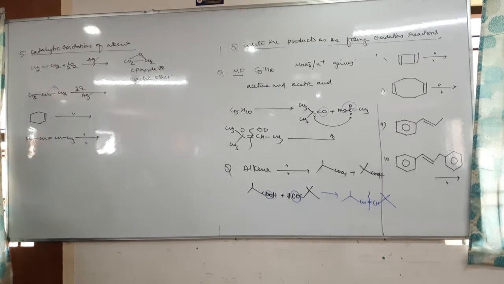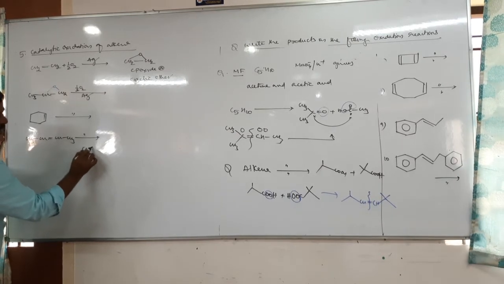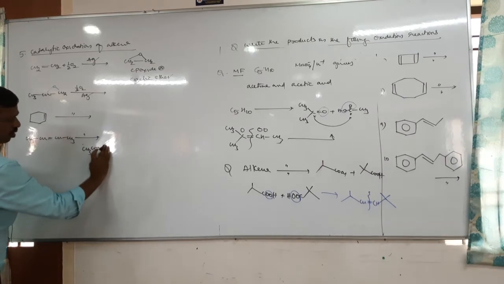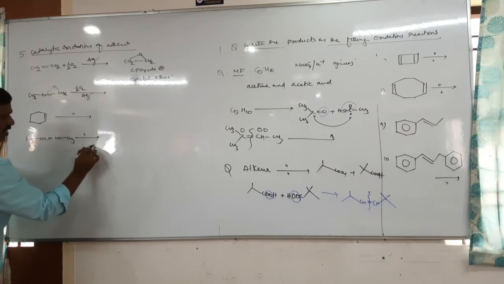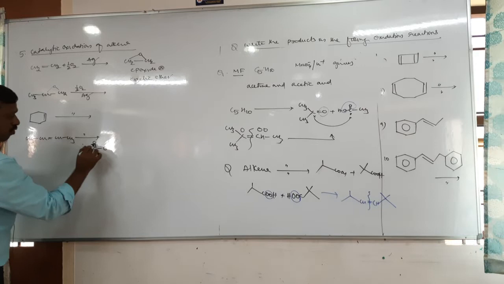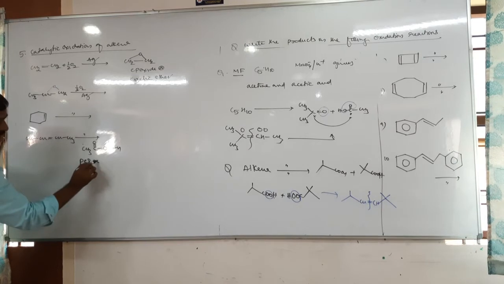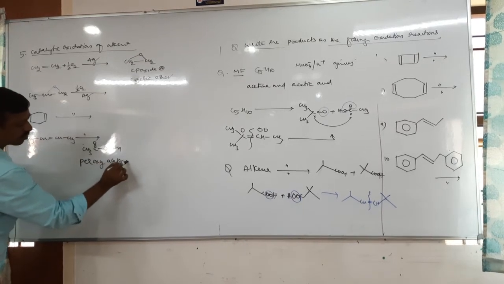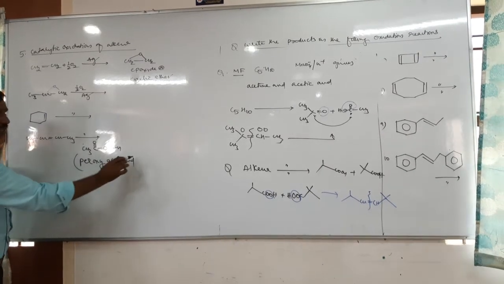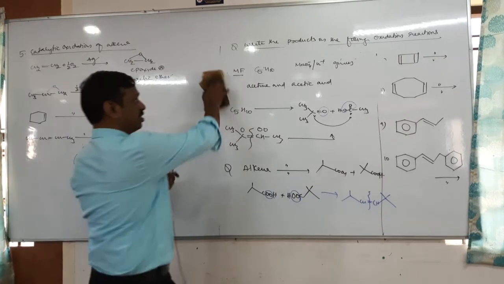But one point you remember, the same reaction can also be possible in presence of peracetic acid. What is acetic acid? CH3COOH, right? But CH3COOOH is called peroxy acetic acid. So the same reaction is also possible in presence of peroxy acids. It is also called peracetic acid or peroxy acetic acid.